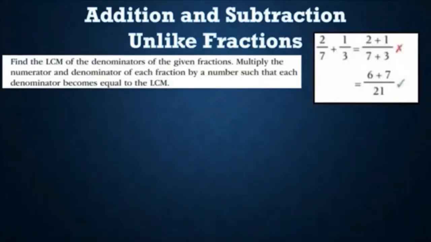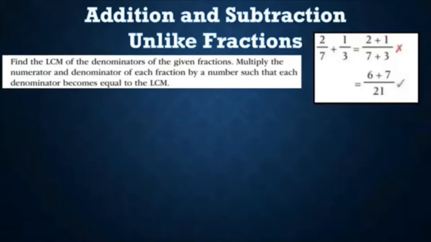It will be 6 plus 7 by 21. We'll just take the LCM of 7 and 3, which is 21. We'll multiply 2 into 3, which is 6, and 1 into 7, which is 7. So it will be 6 plus 7, which is equal to 13. So the answer of 2 by 7 plus 1 by 3 is equal to 13 by 21. Now let us check some examples on how to add and subtract unlike fractions.